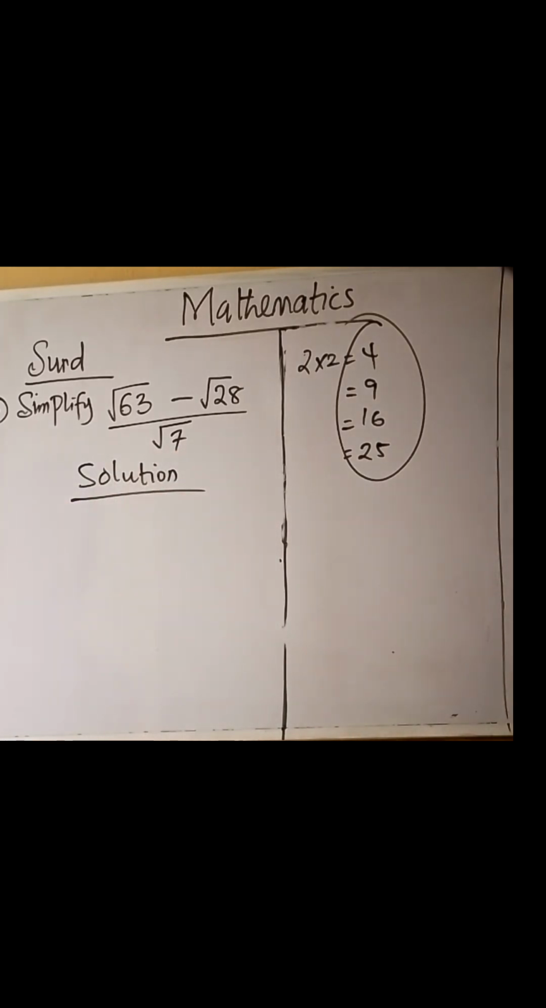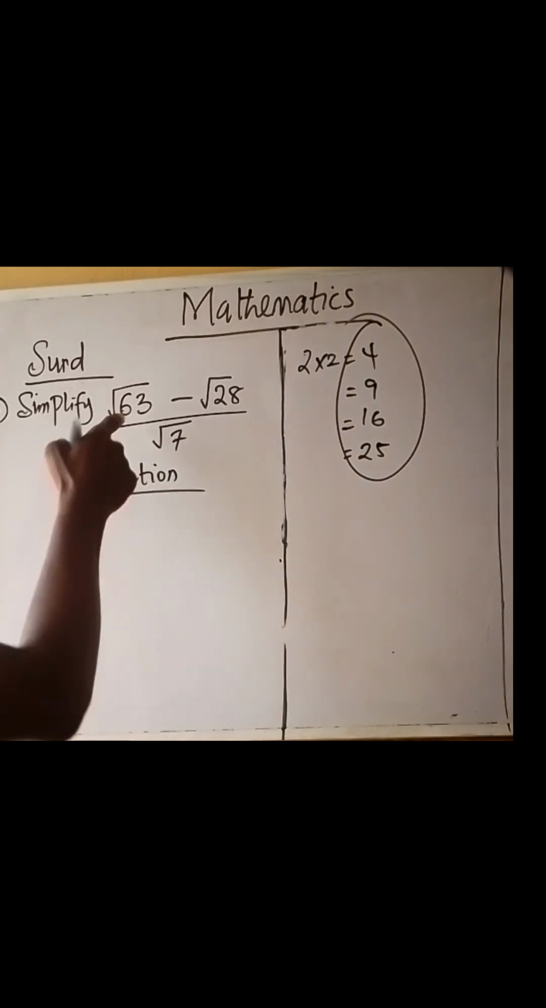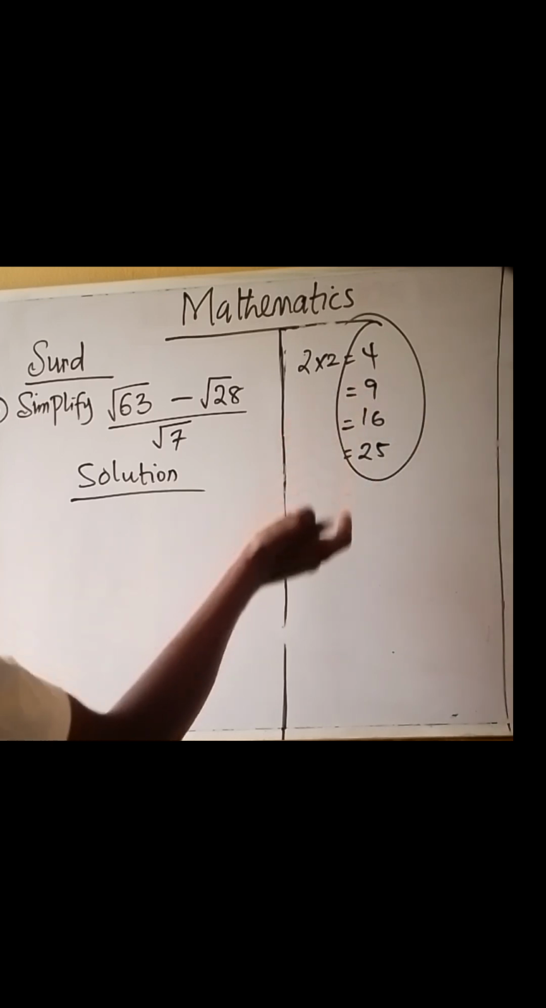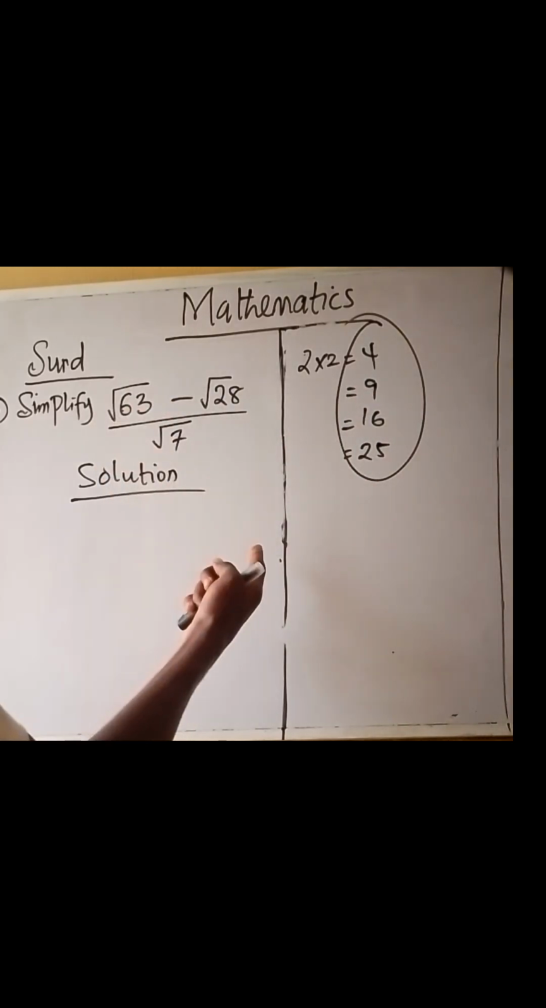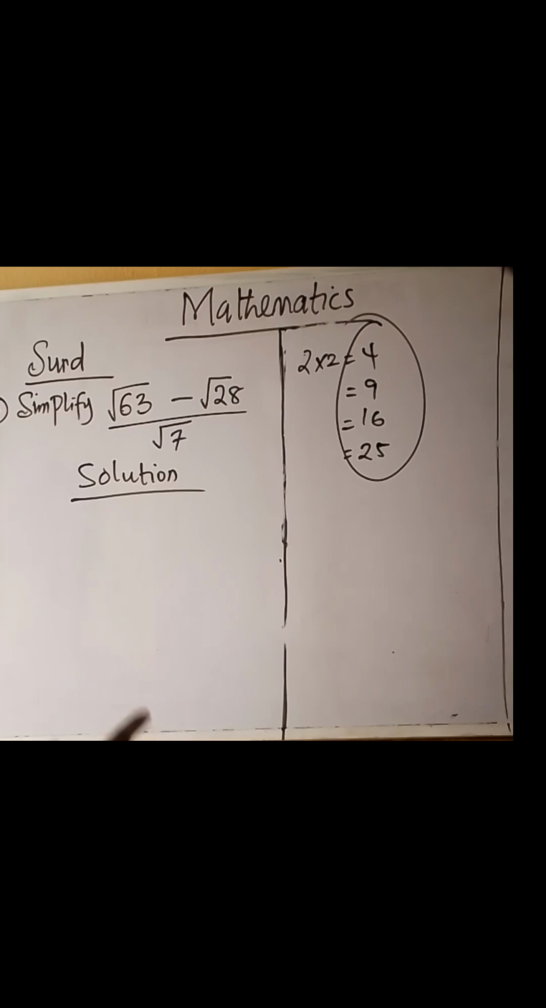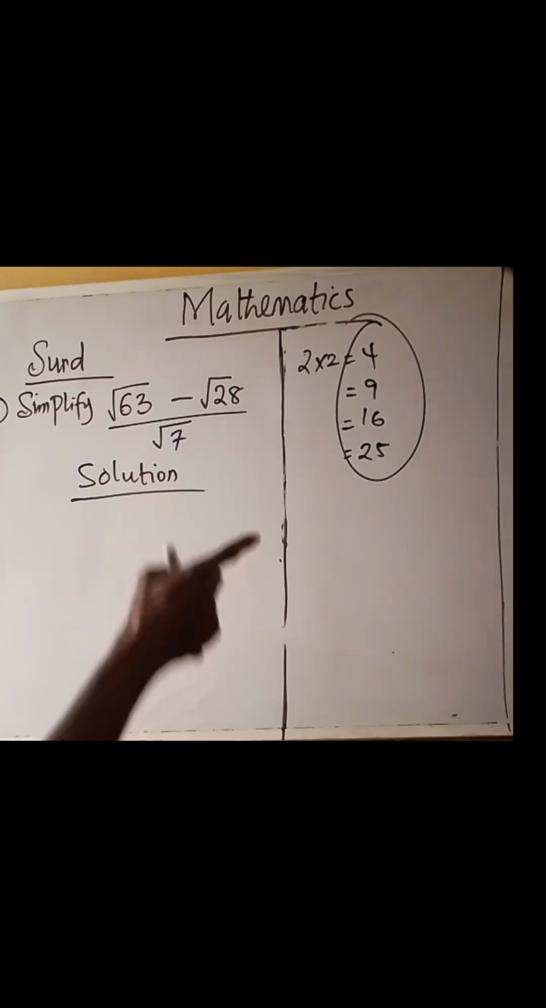So look at this particular question now, solution. For me to know the factors of 63, one of them must be a perfect square. Looking at it very well, what will I multiply that will give me a perfect square? I can try to pick 9. 9 times what gives me 63? I use 9 because 9 is a perfect square.